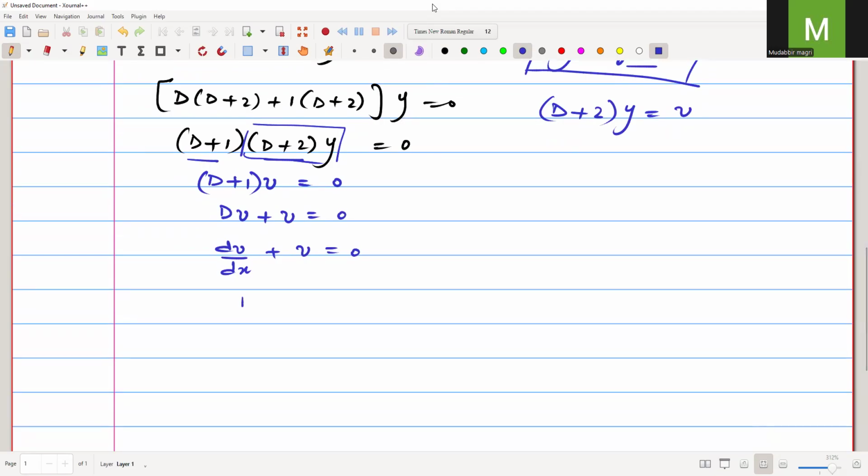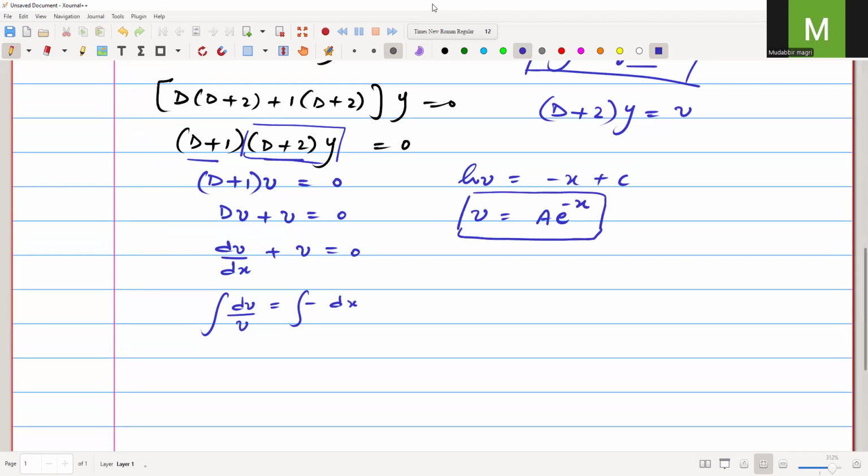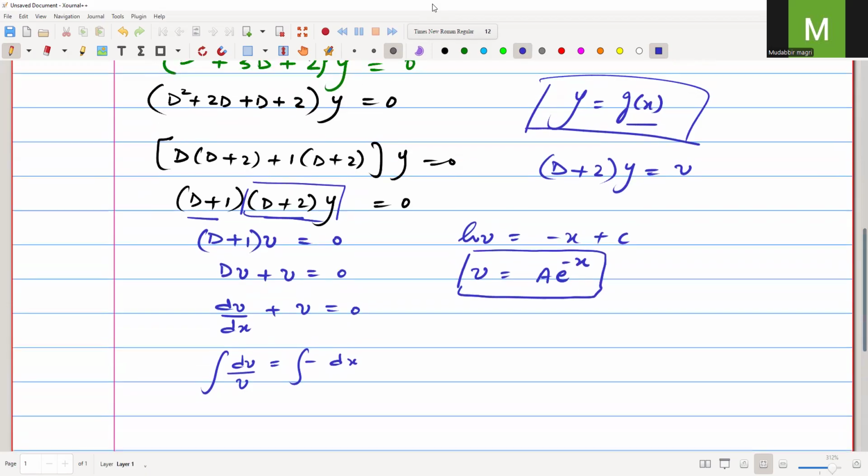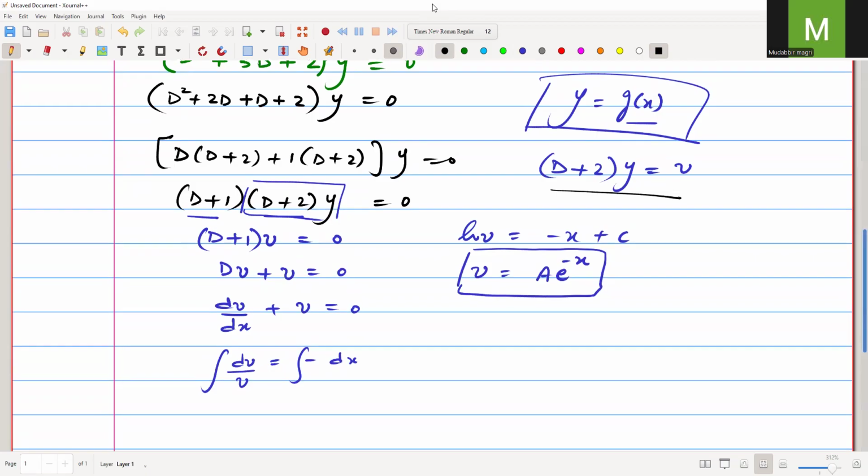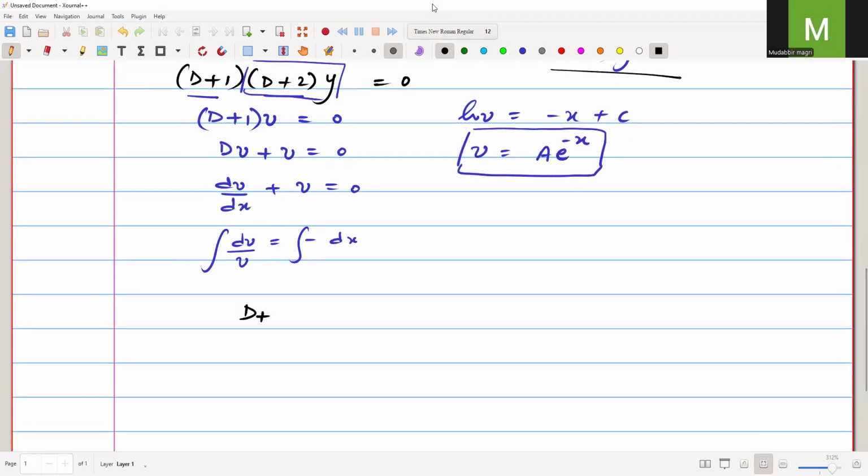Therefore, by solving this equation, we can write it in this form, dv over v equals negative dx. If we solve this equation, we will get ln v equals negative x plus c. So v equals a e to the power negative x. This is our v. Now if we move back and see what we supposed earlier, D plus 2 applied on y equals v, therefore D plus 2 applied on y is now equal to a e to the power negative x.